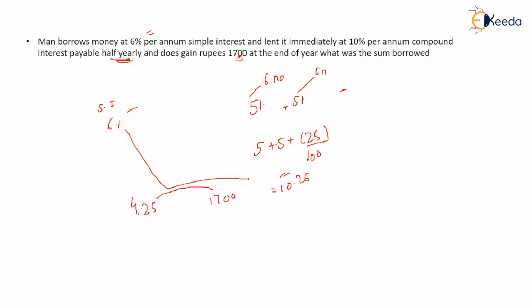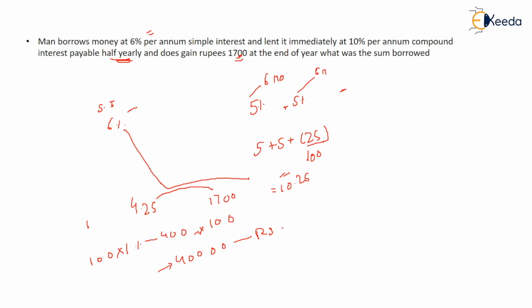Okay, so to make 4.25 as 1700, what you have to do? First divide it, right? After dividing that, you will get to know the value of 1%. 1% is equivalent to 400 rupees, right? So you divide, you will get 1 here, right? 1% is 400, so you have to make it 100%. You multiply it by 100, this also by 100. What is the amount that he borrowed from the bank? It is 40,000 rupees. Okay, 40,000 is the answer.